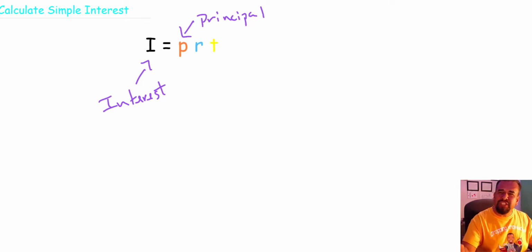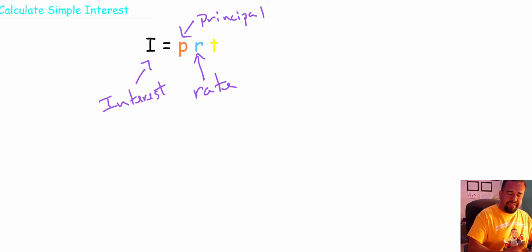Principal is the original amount of money that you have or that you borrow. And then we have R. R stands for rate. Rate is the interest that you are paying or you are receiving. You're paying it if you're receiving a loan, and you're receiving it if you have a savings account or some kind of investment. And then we have the T.